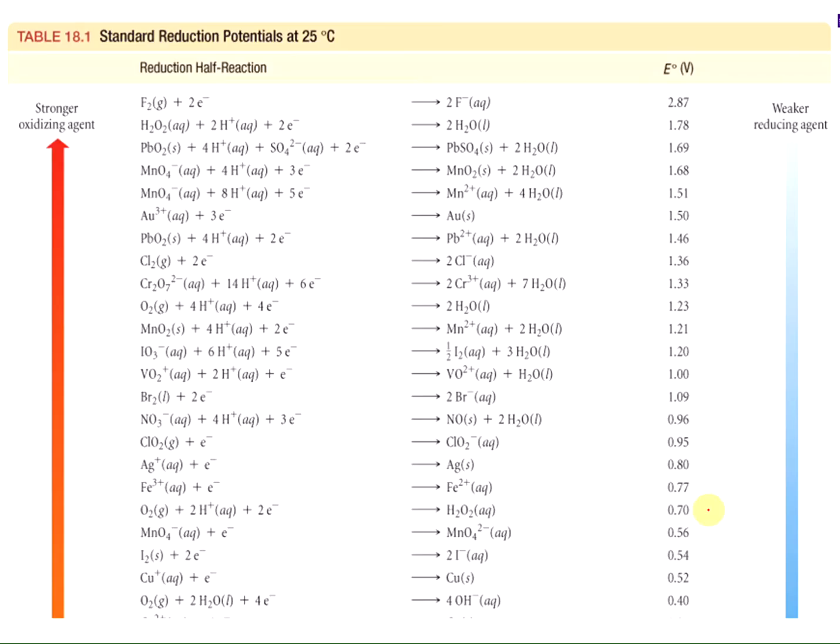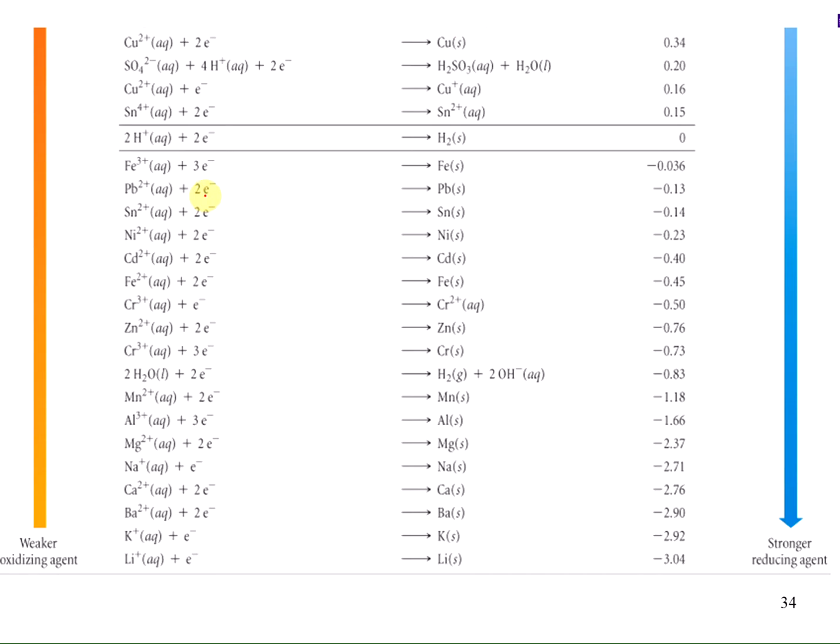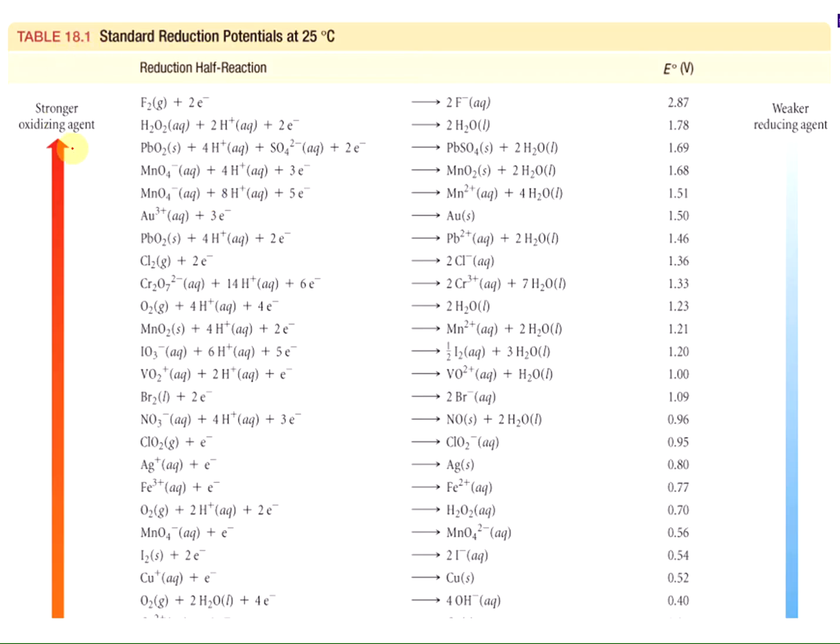So here are our standard reduction potentials at 25 degrees C. So this is our standard reduction potential table. And what you'll find here, and I actually broke it up into 2 because this is a pretty long chart. So here at the top we have our stronger oxidizing agent. So fluorine, F2, is a very strong oxidizing agent because it itself wants to be reduced. So remember we said the more positive and the larger the value is, the more likely it is to occur. So the reduction of fluorine gas to 2 F minus is very favorable.